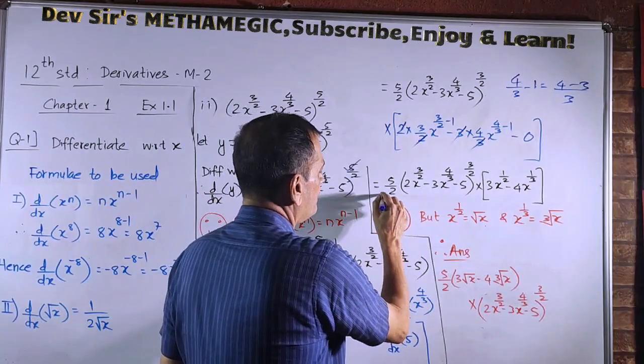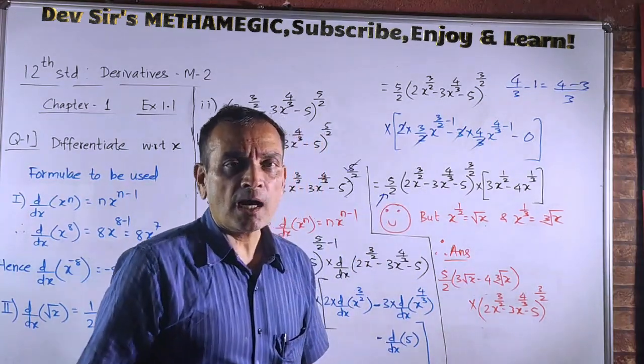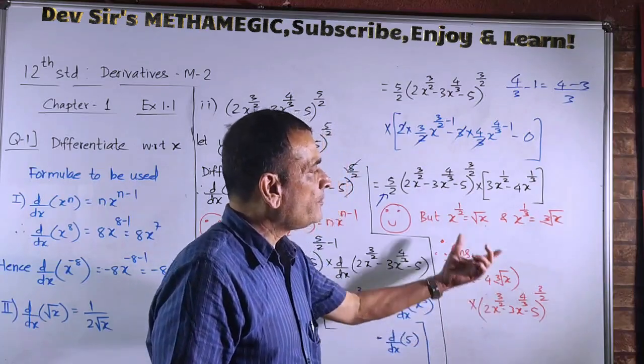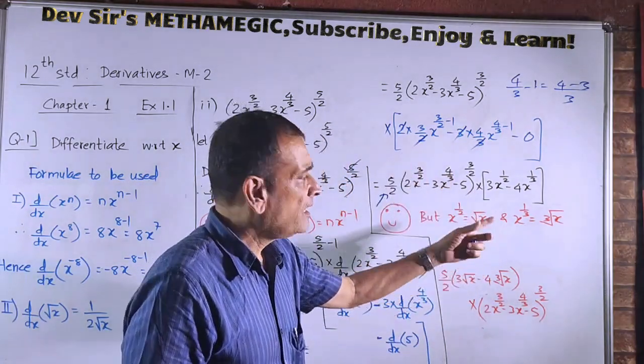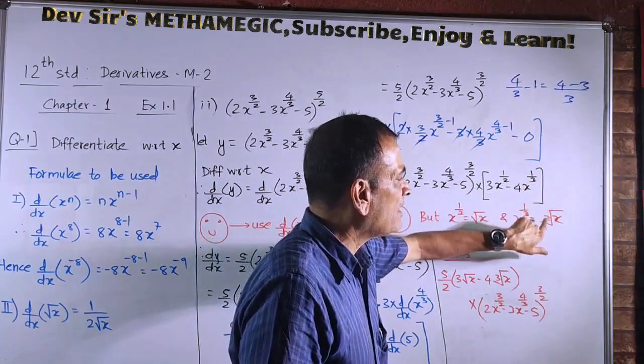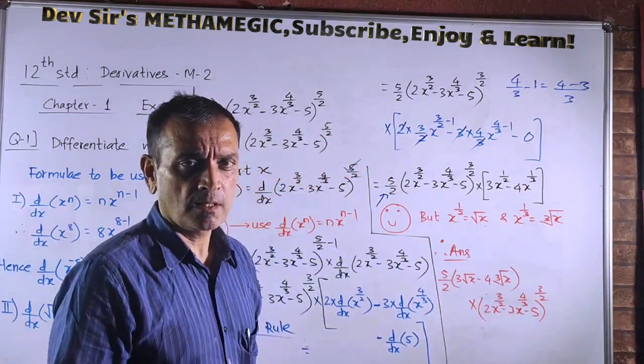5/2 को शिफ्ट नहीं किया. There is no hard and fast rule how to write it. You can keep it in this way also, but x raised to half it is better to write as root x, raised to 1/3 cube root of x.